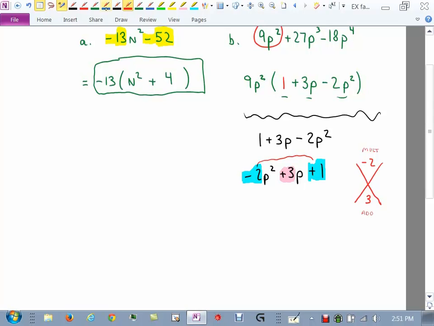How many different ways can we get negative 2? We could do 1 times negative 2, and we could do negative 1 times 2. Isn't that the only way we could get a negative 2 by multiplying 2 numbers? Both of these give us negative 2. But is there any way that we could take those 2 numbers and add them and get 3? What's 1 plus negative 2? Negative 1. What's negative 1 plus 2? Positive 1. So there's no way we could put those together and get 3.